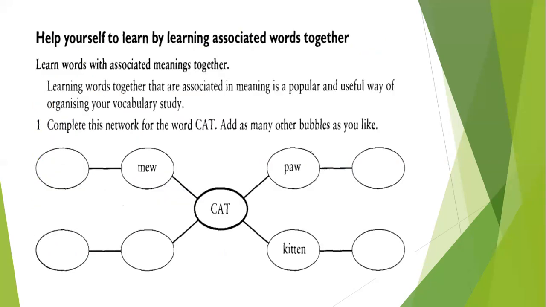So here are some other tips in diagrams and pictures in order to make it more clear and understandable for you. For example, you can use the way of learning associated words together. In this method, you should learn words with associated meanings. For example, if you take the word cat, try to find other words which are connected in meaning with the word cat, like mew, purr, or kitten.